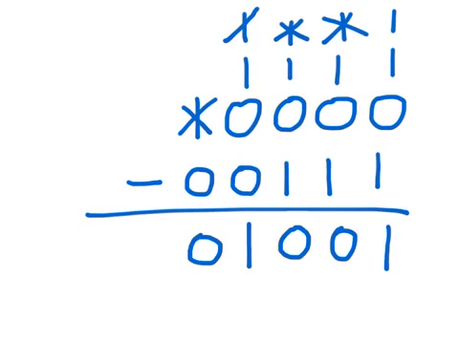Now you only have to borrow from the columns as you need to. You don't always have to borrow all the way over to the place. So let me show you an example like that. Let's say we have 20, which is 16 plus 4, minus, let's say, 6.